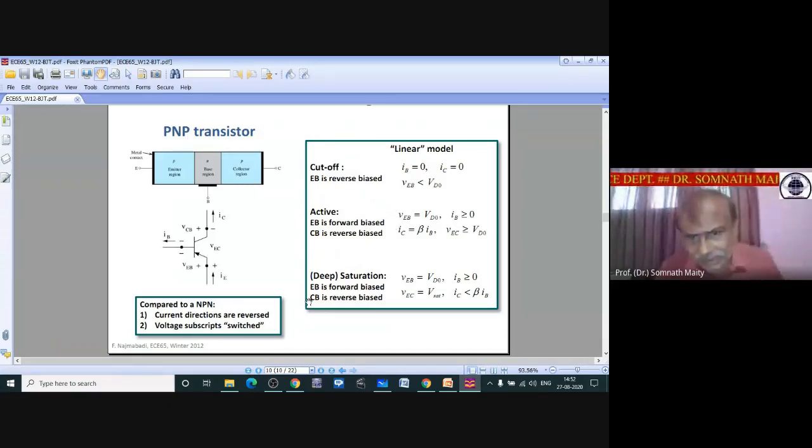Deep saturation means emitter base is forward biased and collector base will be forward biased also. This is written in a wrong way. Okay, I will rectify this thing.